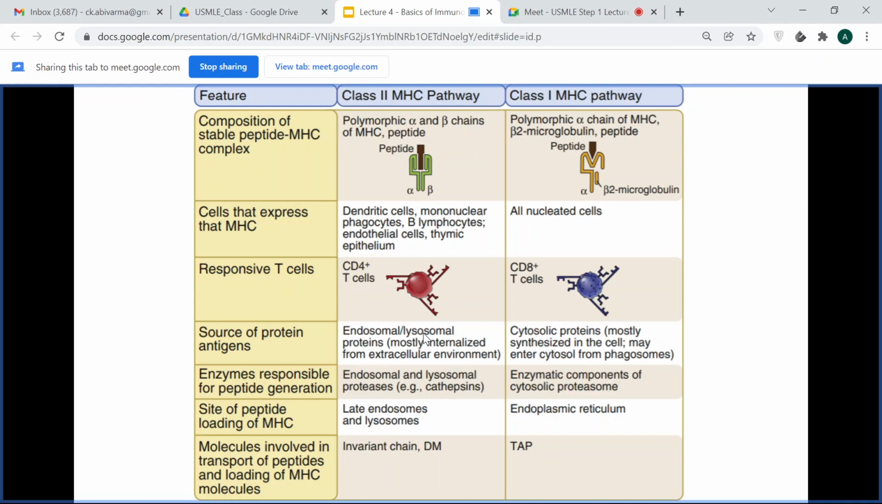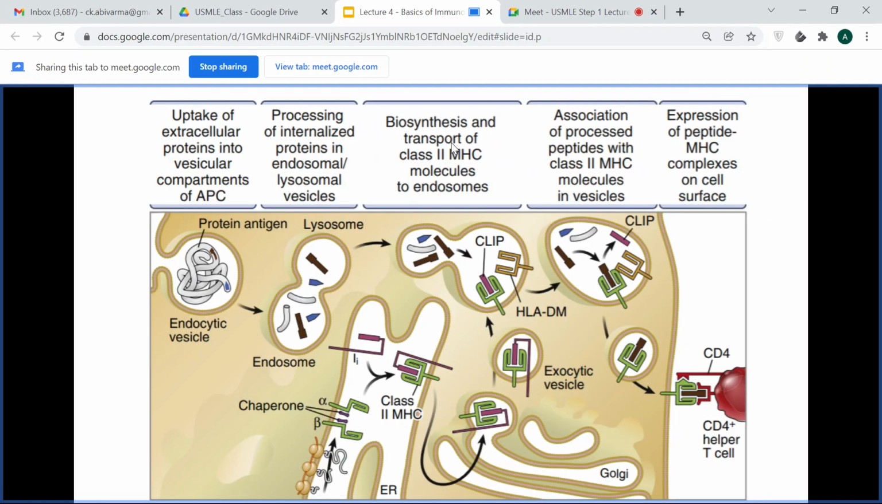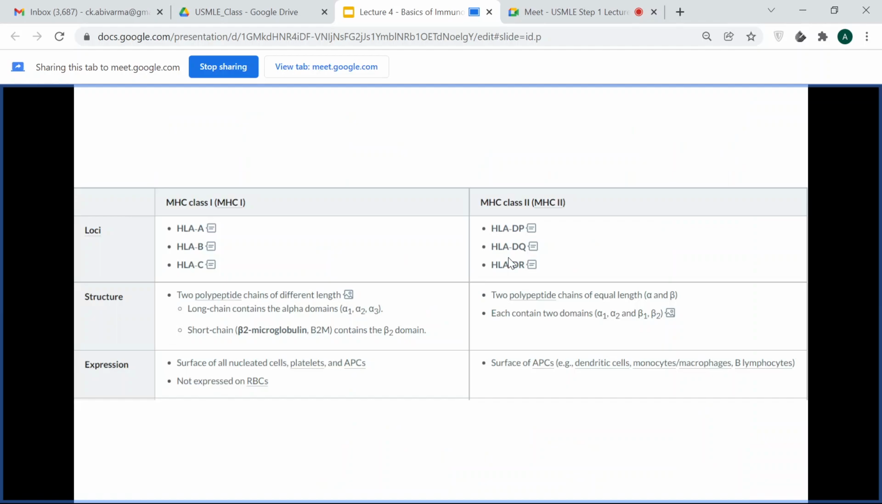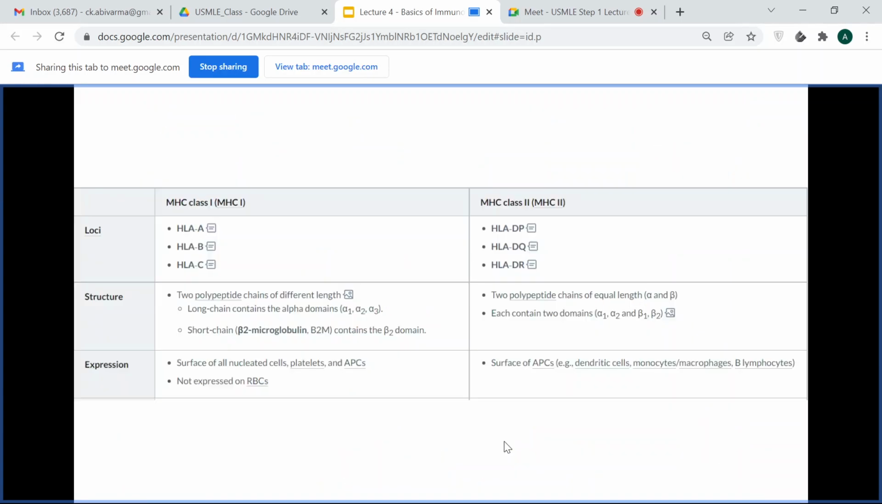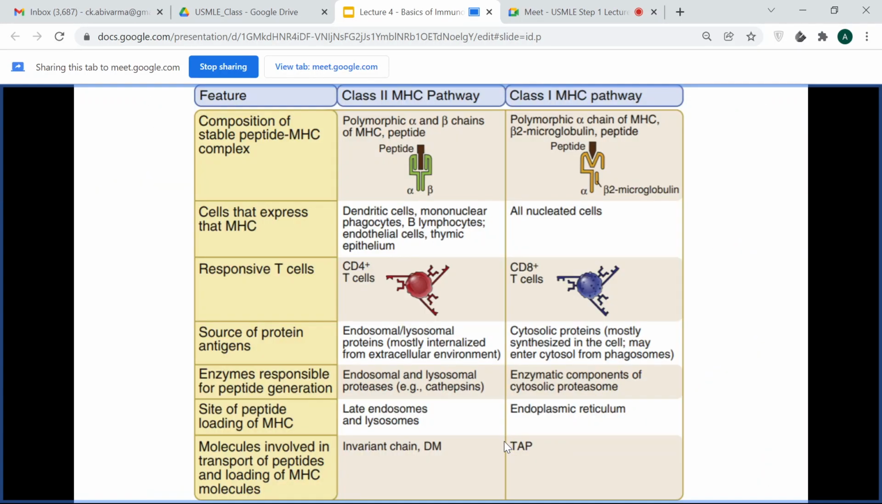Also keep in mind the site at which the peptide gets loaded onto the MHC, because I've seen a lot of UWorld questions on this. In MHC class 2, the protein gets loaded onto the MHC class 2 molecule in the endolysosome, versus in MHC class 1, the protein gets loaded onto the MHC class 1 molecule in the endoplasmic reticulum. So keep that in mind. I've seen some questions on this, and it's good to remember that.